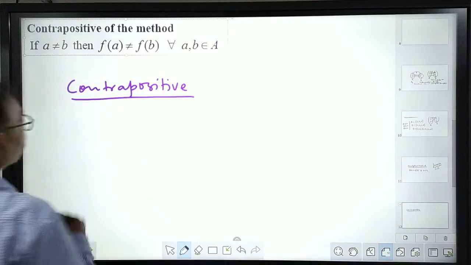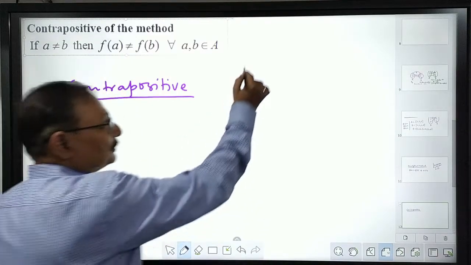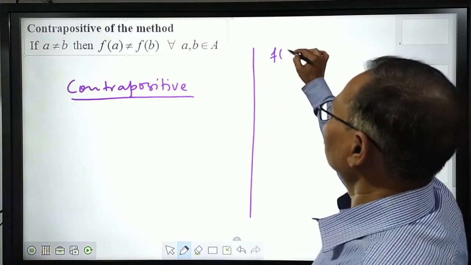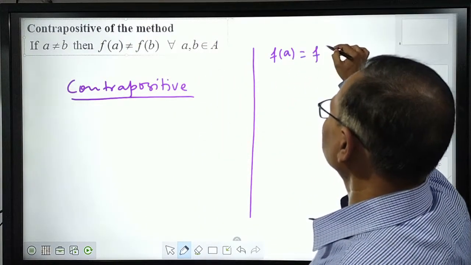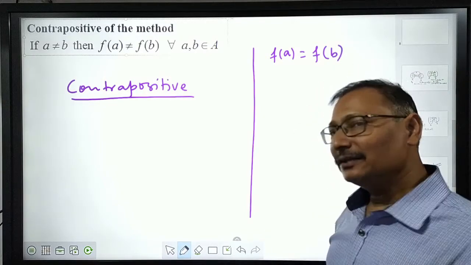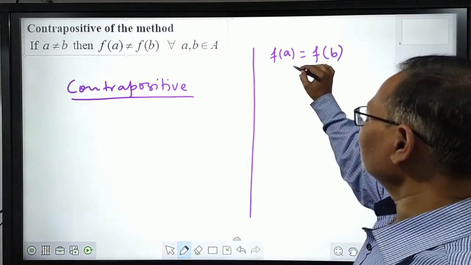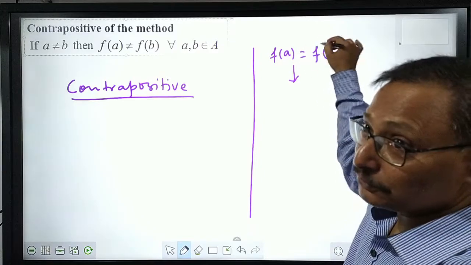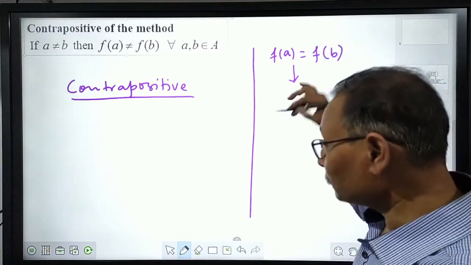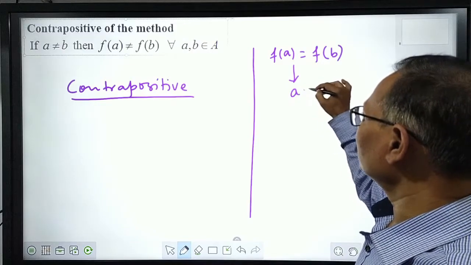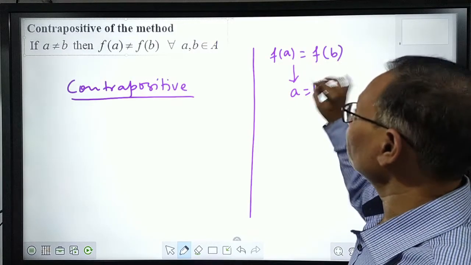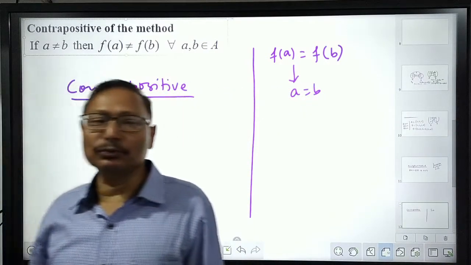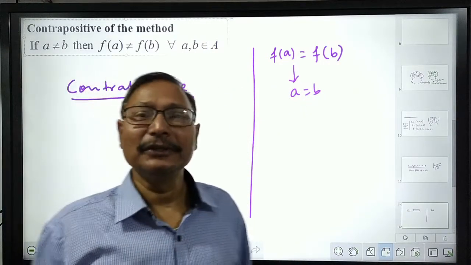So this is another way. First was this, we supposed in the beginning that there are two elements, and the images of both elements are the same, and then we concluded that if the images of these two elements are equal, then a is equal to b. That means no two different elements are having the same image.